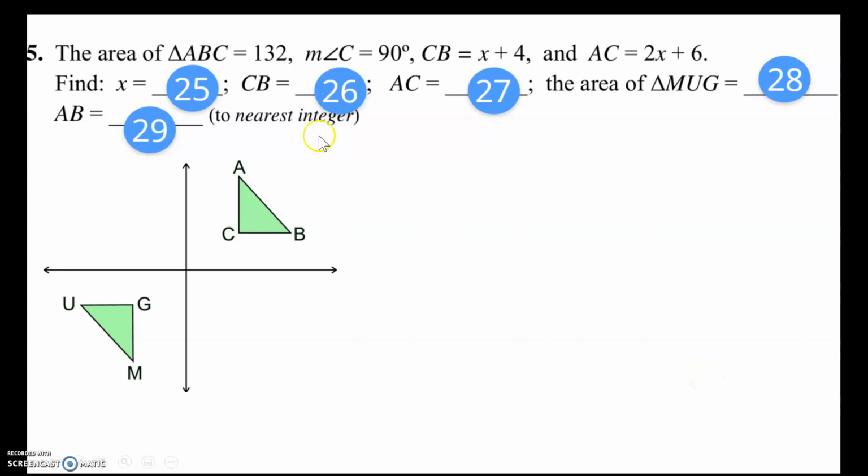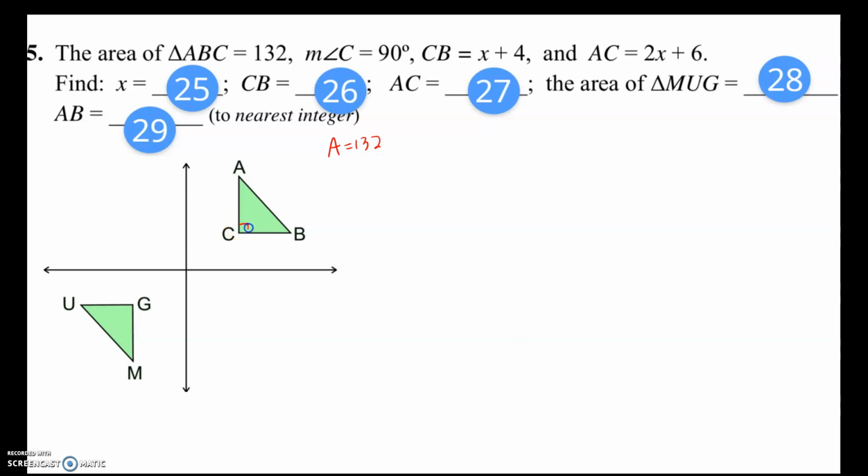I was getting some questions on your homework from tonight, for number 5 in the Go Formative for problems 25 through 29. So I just thought I'd go over it all together and you guys can review this if you needed to. It's asking you for the area of triangle ABC. I'm sorry, they're telling you the area of triangle ABC is 132. So you know your area is equal to 132.